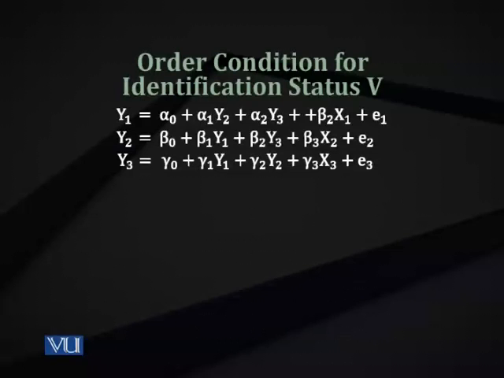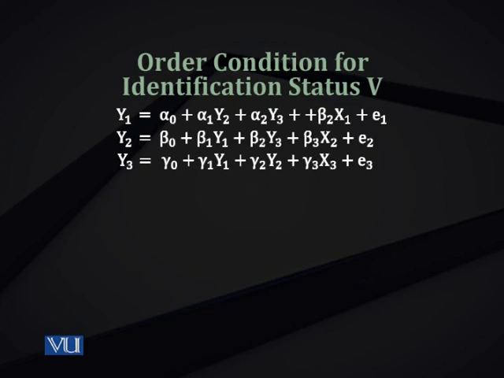What if you have three equations? The model you are seeing has three equations. Y1, Y2 and Y3 are seen on the left hand side, and you have several y's and x's on the right hand side. Observe that Y1 depends on Y2 and Y3, Y2 depends on Y1 and Y3, and Y3 depends on Y1 and Y2.